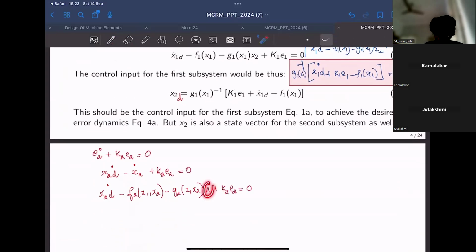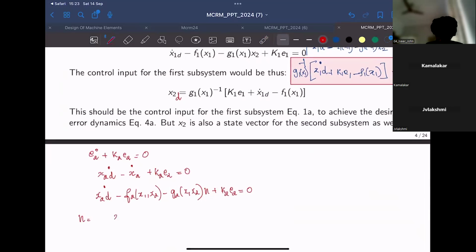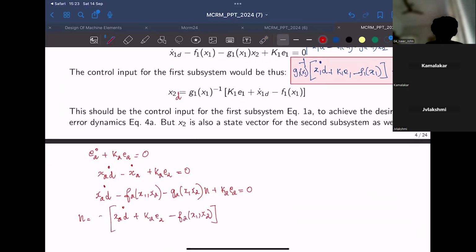So from here, what can you say about u? This u should be equal to x2 desired dot plus K2 E2 minus f2 of x1 comma x2, the whole multiplied by g2 of x1 comma x2 inverse. I label this as equation 8.